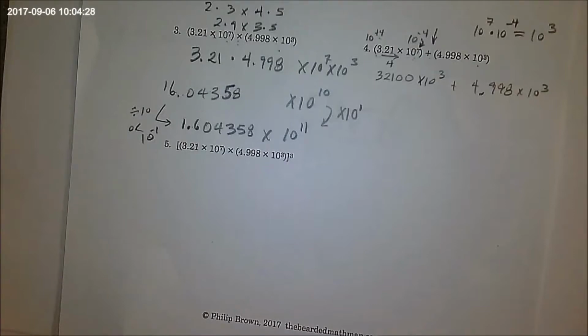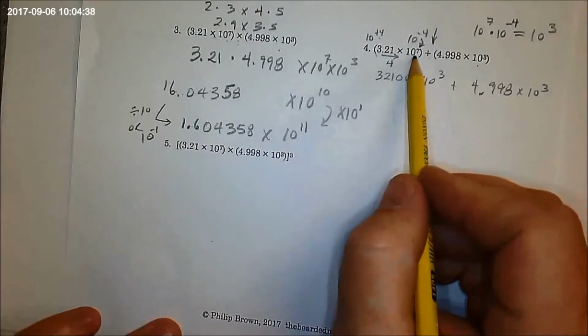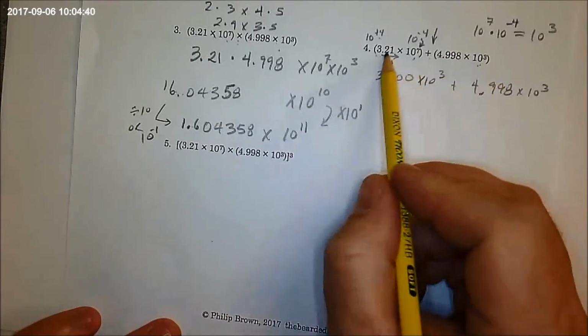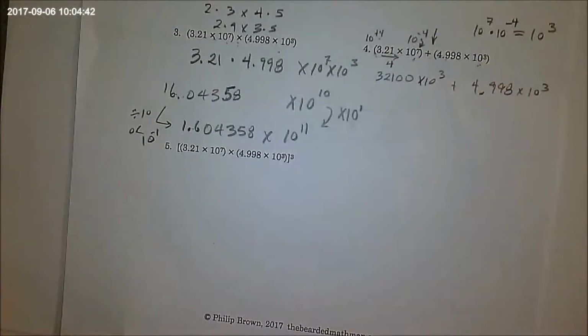Abraham, we're good with this or not good with this? Talk to me. Not good. Why? What's your question? I have no idea what you've done. I've changed this to a base 10 to the third so that I can add these two numbers together. That's all.